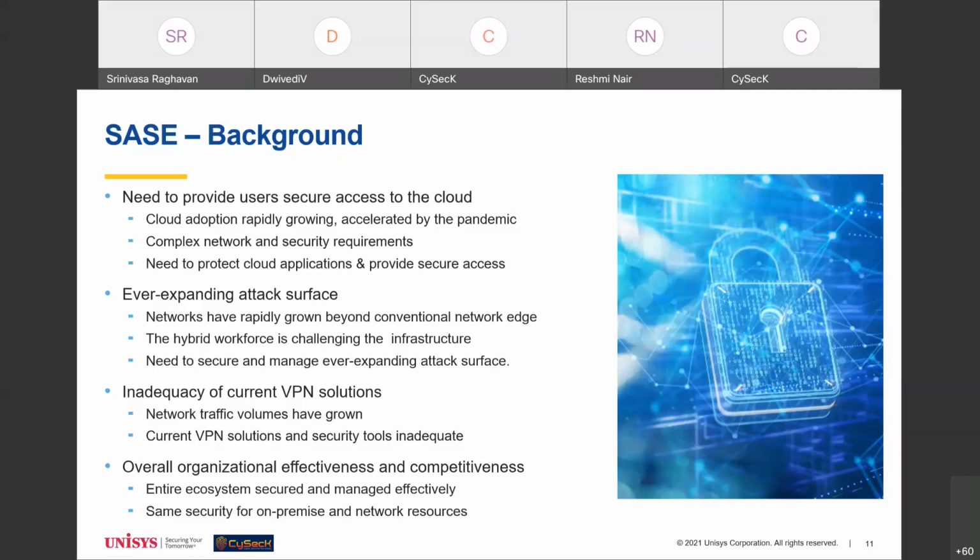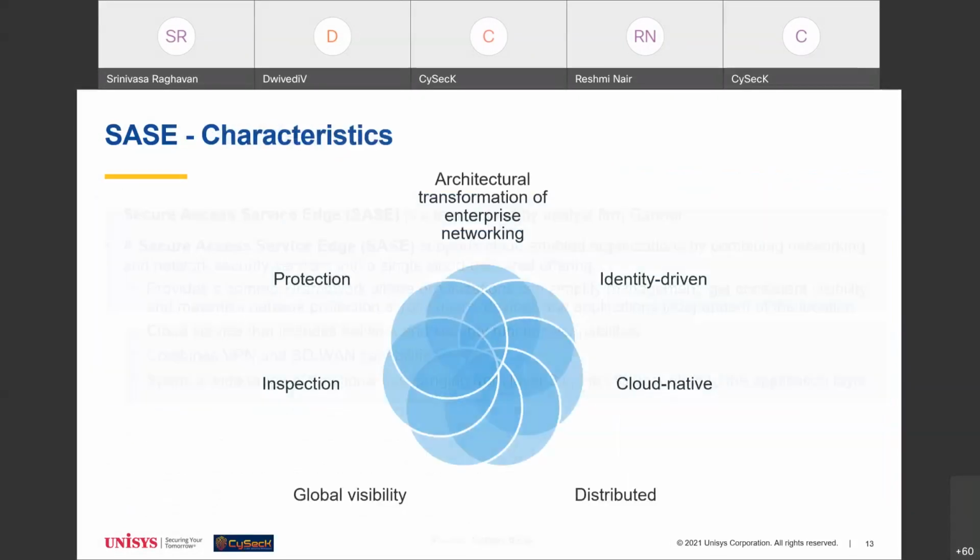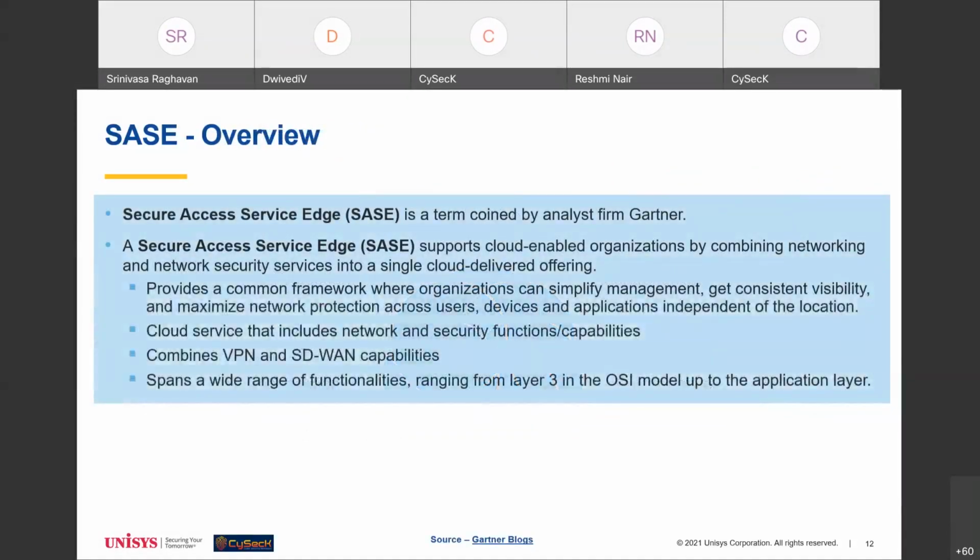And yeah, Vatika, next slide. Yeah, you can skip this.